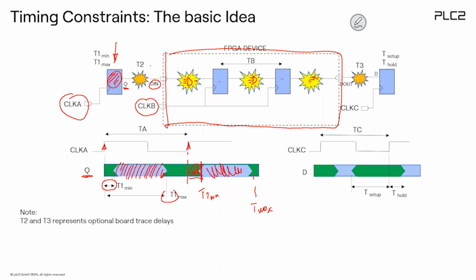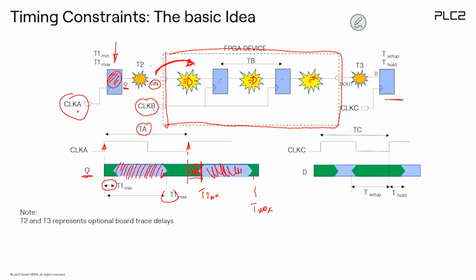Because we need to understand: if I connect the clock A with a certain period, TA, to an FPGA with clock B, then it must check, is this a clean connection? Will I always capture the proper data here, or is there a problem? And the same must also be done for the downstream component.